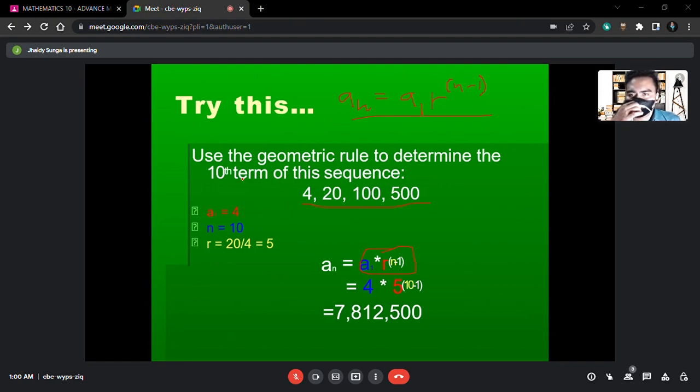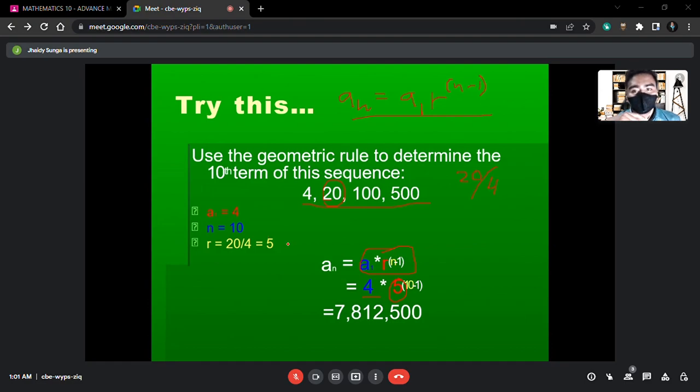So to continue, what's the first term? First term would be 4. And the ratio, how do we determine it? The thing that I said a while ago: take the second term, 20, divided by 4. So 20 divided by 4 is simply 5. And we can see that 100 divided by 20 is 5 as well. So our common ratio would be 5.